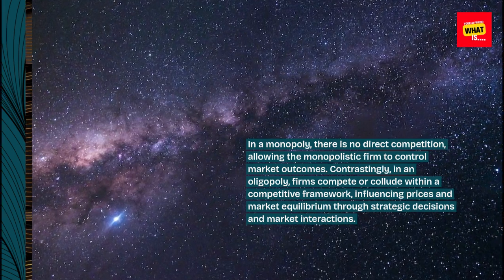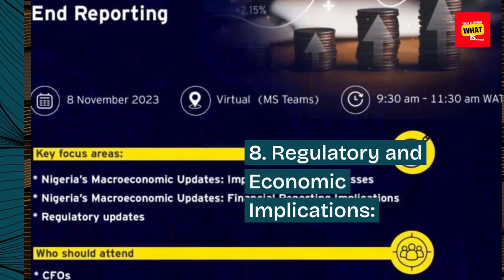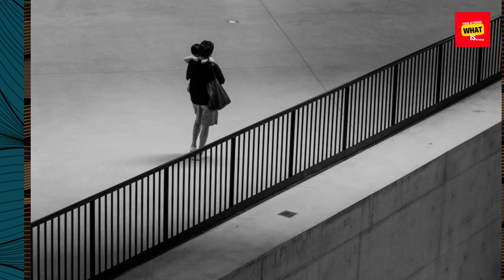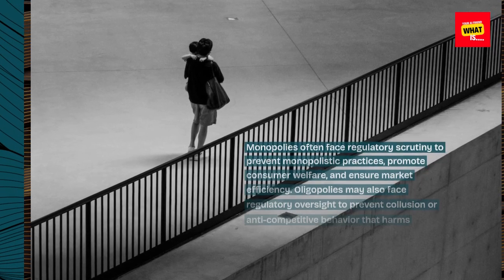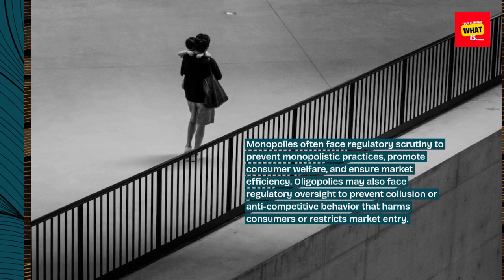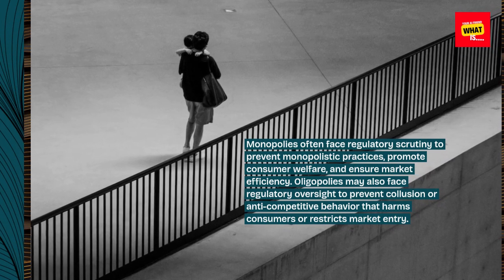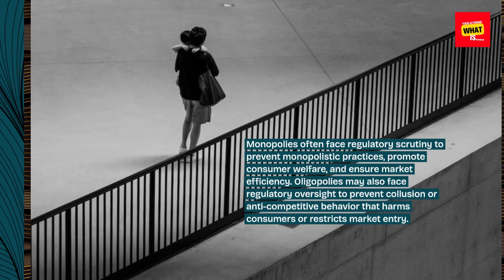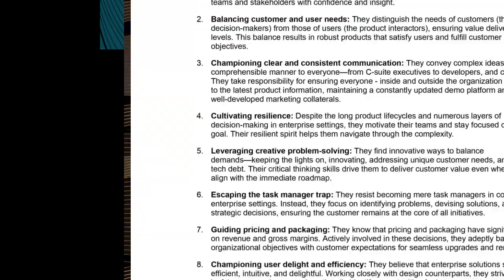and market interactions. 8. Regulatory and economic implications. Monopolies often face regulatory scrutiny to prevent monopolistic practices, promote consumer welfare, and ensure market efficiency. Oligopolies may also face regulatory oversight to prevent collusion or anti-competitive behavior that harms consumers or restricts market entry.